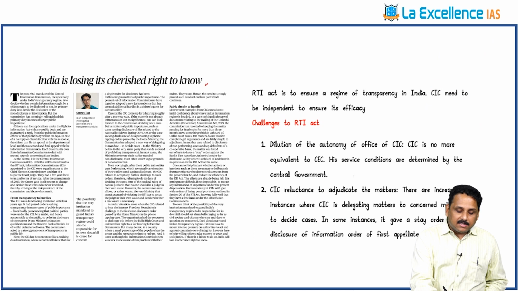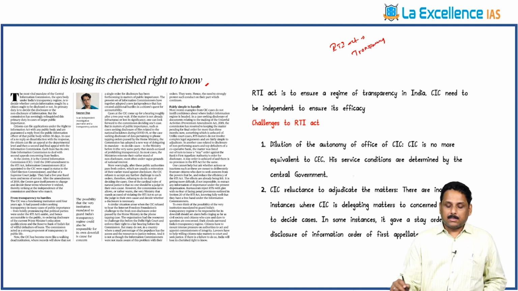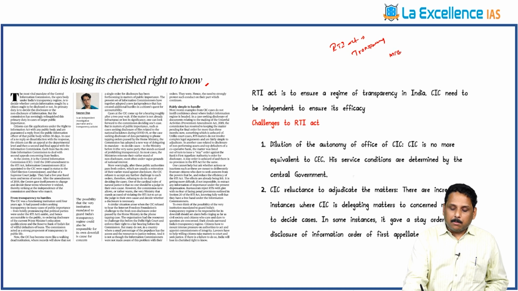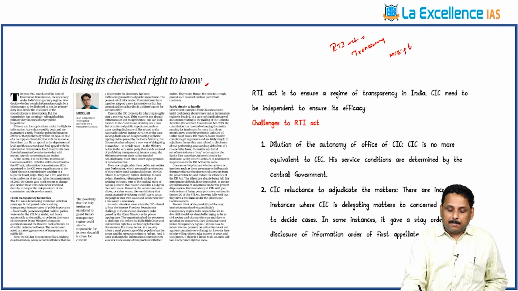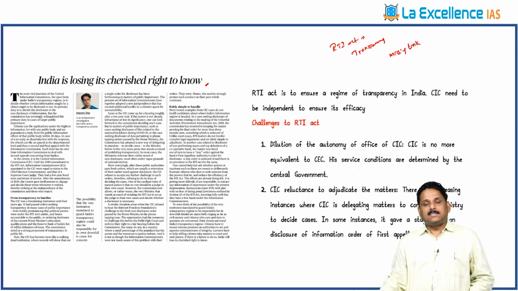India is losing its cherished right to know. You know, the Right to Information Act was passed by the Parliament. What is its objective? To ensure transparency in the functioning of the government. If people are observing what the government does, automatically the government's functioning will improve and governmental corruption will decrease. That's why Prime Minister Manmohan Singh, at the point of launching this Act, stated that this is the missing link among the rights in India.